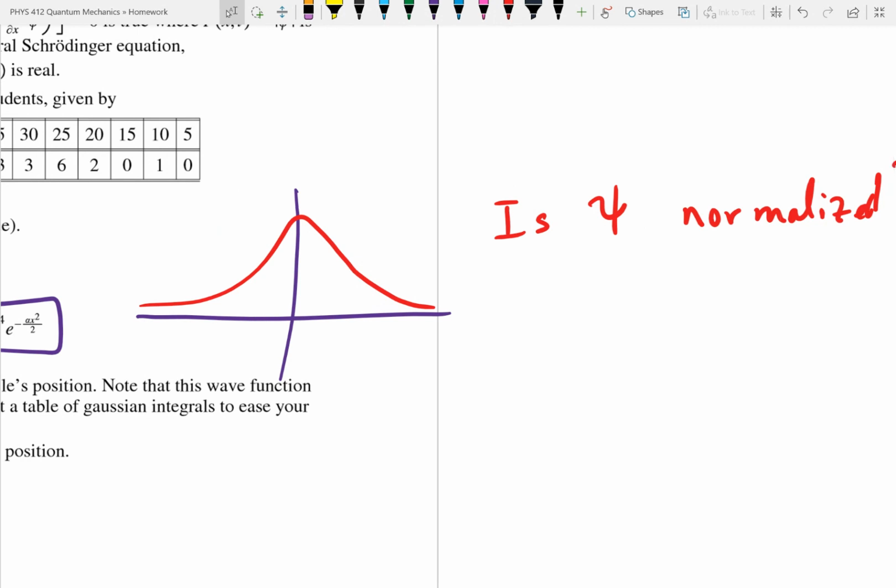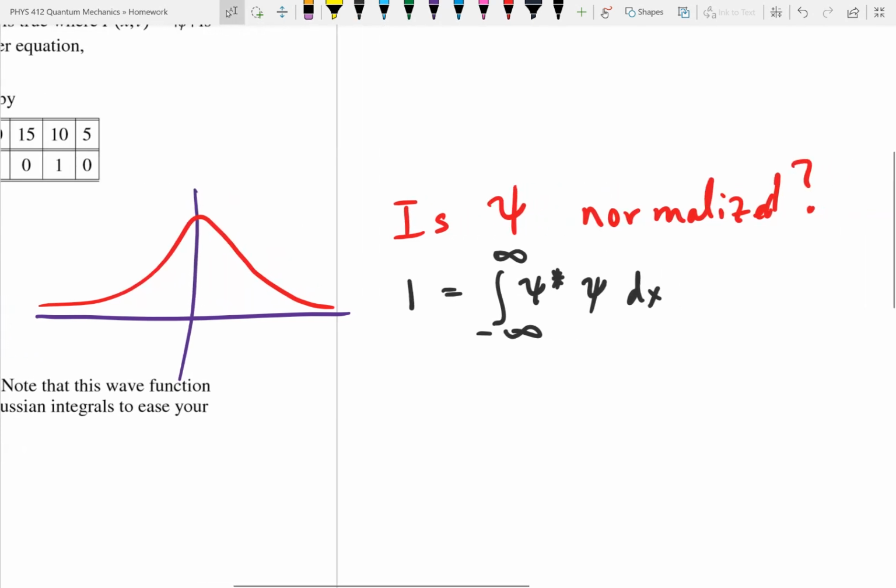What is the way to check to see if it's normalized? Integrate it from negative infinity to infinity and see if that equals 1. Perfect. And when you say it, you meant psi star psi. Yes.